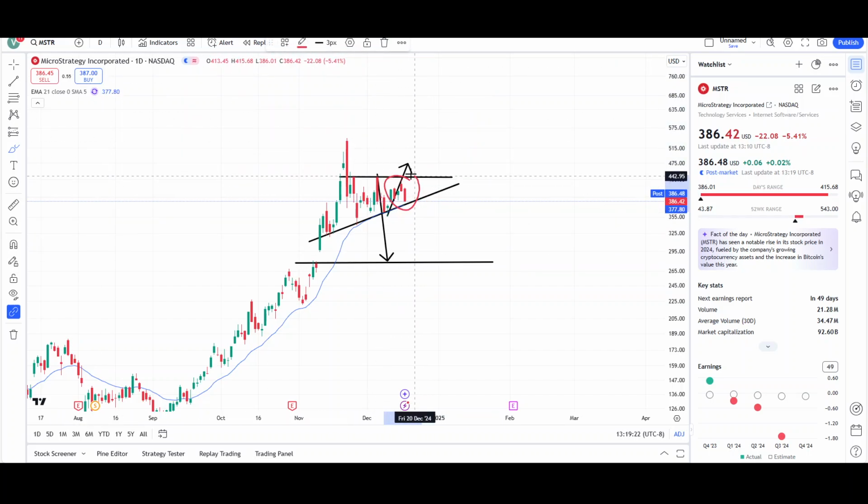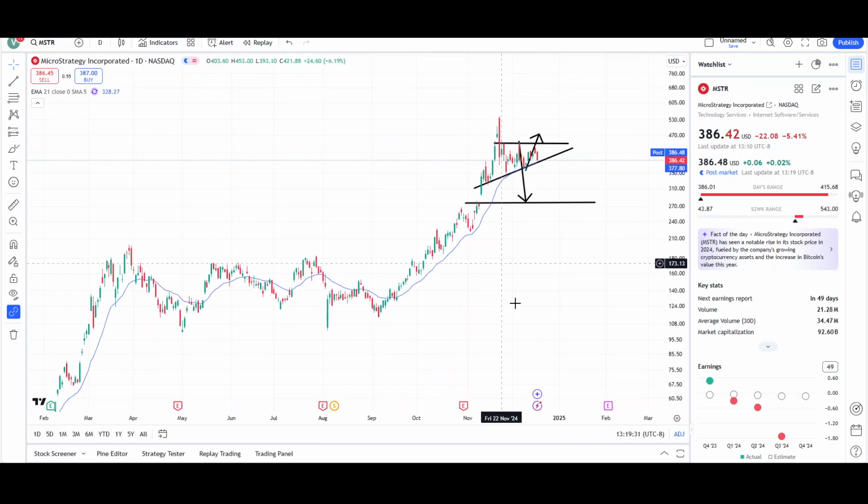And right now, this is the second attempt, so that's not a good sign for the bears that they could not do it on the first attempt. So now they need a second attempt to get there. So overall, that's what's happening in the short term.